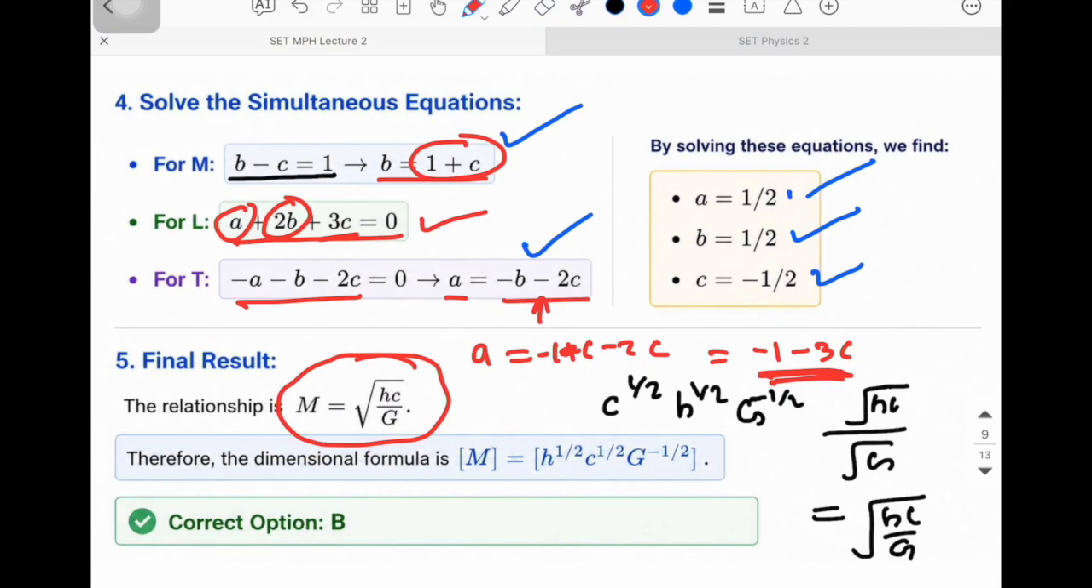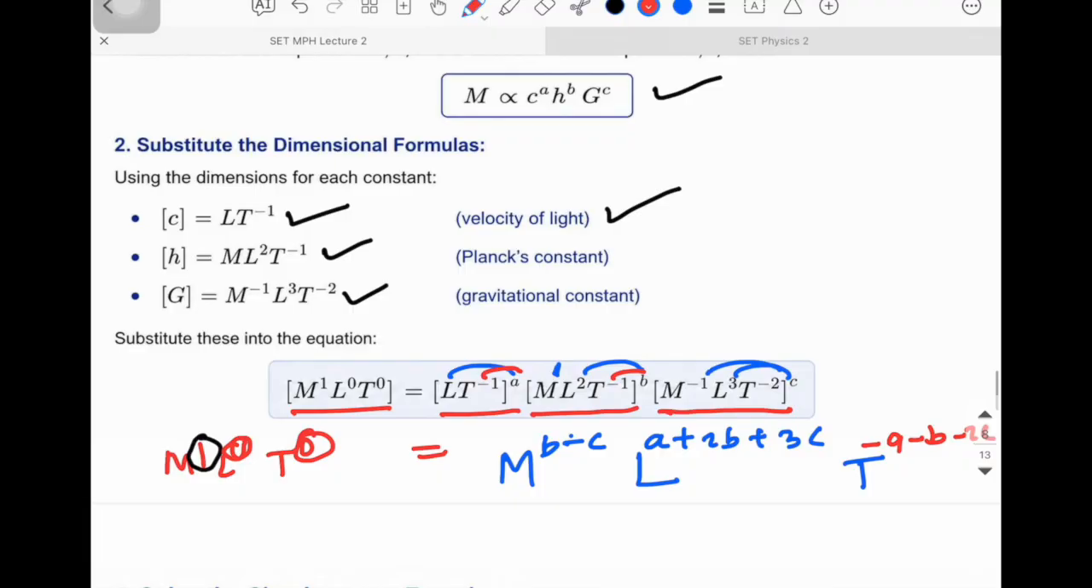Another way of solving this: the 4 options will be already given. So you find the dimension of all 4 options. Maybe if the first option is correct, you will get the answer in 1 or 2 steps. You don't need to solve for A, B, C, etc. Already this option will be there, this option will be there. Look here, that option is there.